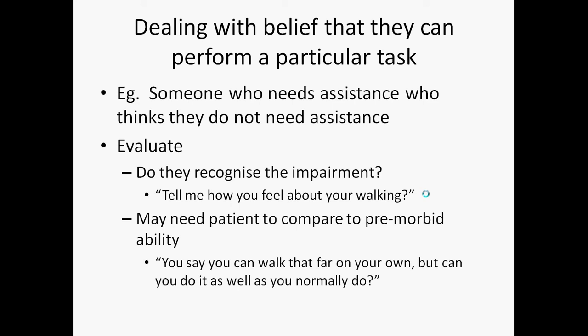Questions such as, tell me about how you feel about your walking, instead of, so do you think you have a problem with your walking, will likely give a more revealing and open and honest response. You may need the patient to compare again to their pre-morbid ability. So you say you can walk that far on your own, but can you do it as well as what you normally do? Is it the same as what you used to be like, or is it different? And again, that usually leaves the door open for patients to acknowledge that they're walking, although they might not see it as a problem, they will recognize it as maybe not be as good as what it used to be.